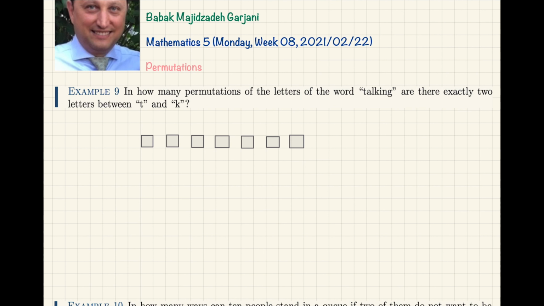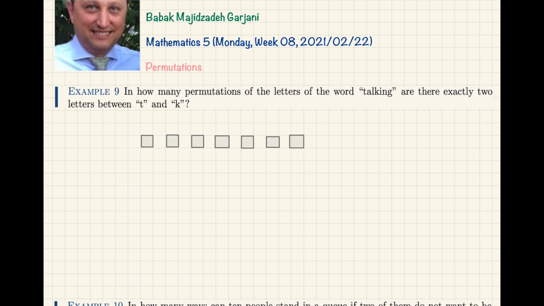But I want to arrange them in a way that it is guaranteed that between the letters T and K there are exactly 2 letters. So for example, I cannot put T here and K here because there is nothing in between them. I cannot put K here because then it would be 3 items in between. So one possibility is to put T here, K here, because then I have exactly 2. Another possibility is to put K here, T here, then I will also have exactly 2 letters between T and K because it is not mentioned which one has to come first.